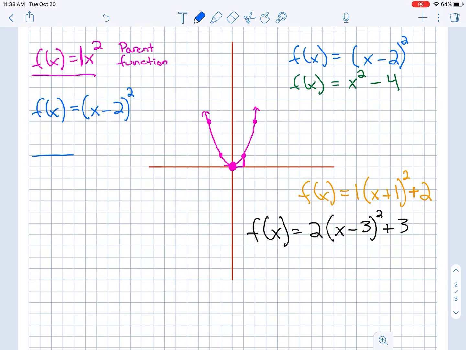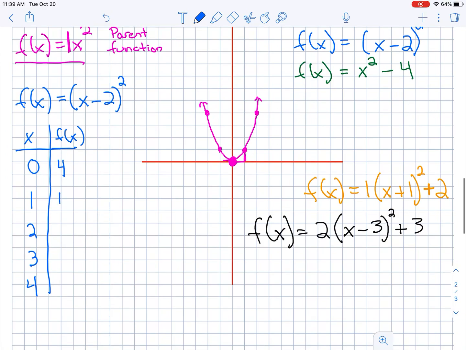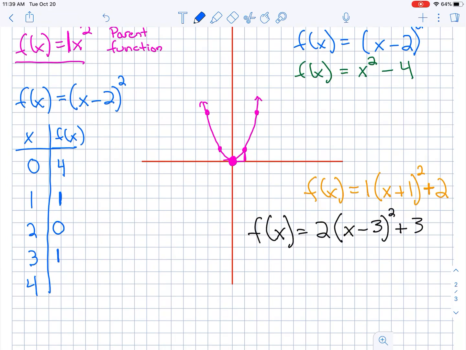All right, so if I were to make a table of this, I have x and f of x, and this time, let me think for a minute about what numbers I want to enter. I'm going to enter 0, 1, 2, 3, and 4. When I enter 0, I get 0 minus 2 is -2, and -2 squared is 4. When I put in 1, 1 minus 2 is -1, and -1 squared is 1. When I enter 2, 2 minus 2 is 0, and 0 squared is 0. When I enter 3, I get 1. And when I enter 4, 4 minus 2 is 2, and 2 squared is 4.